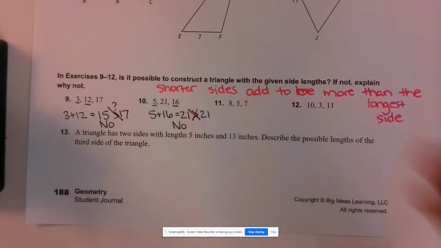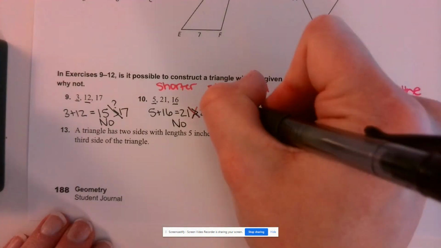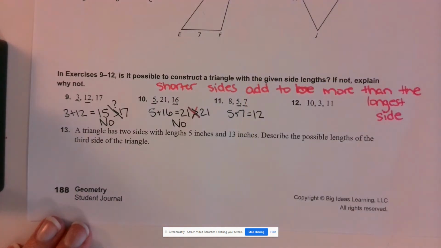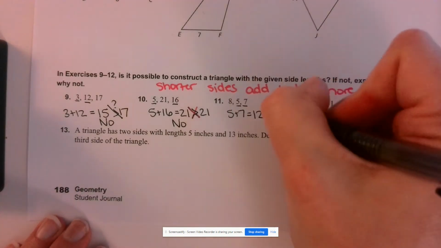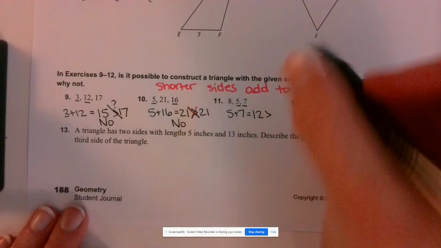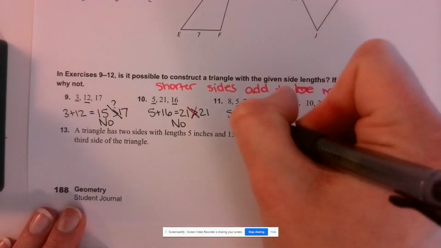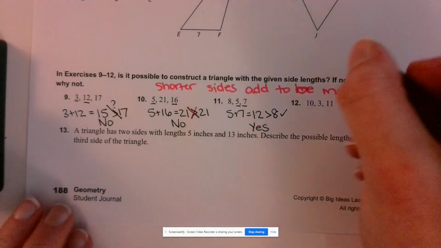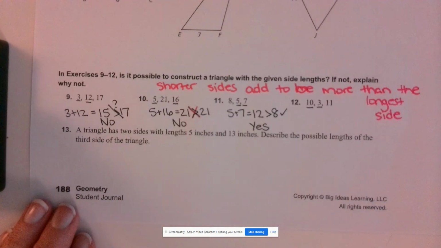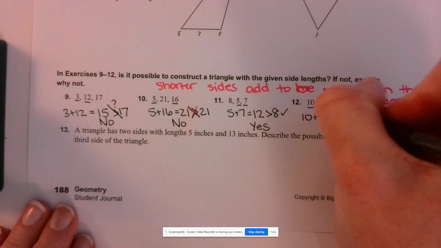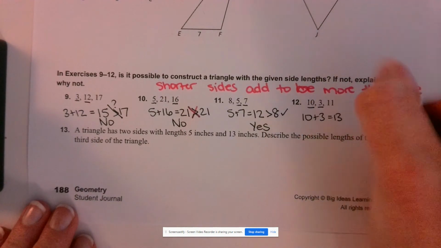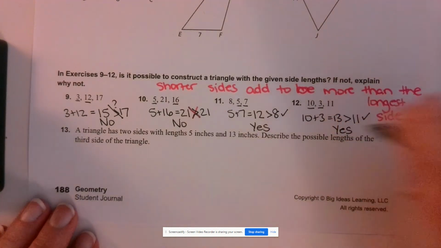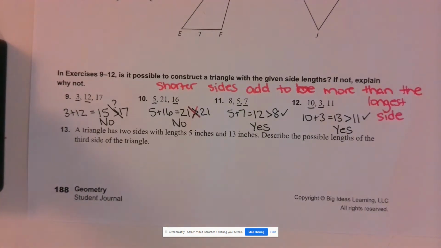And number 11, the two shorter sides are 5 and 7. When I add the two shorter sides, I get 12. And is 12 more than or greater than the longest side, 8? It is. So the three lengths in number 11 could form a triangle. Number 12, the two shorter sides are 10 and 3. If I add those together, I get 13. Is 13 greater than the longest side, 11? It is. So those three lengths could form a triangle.